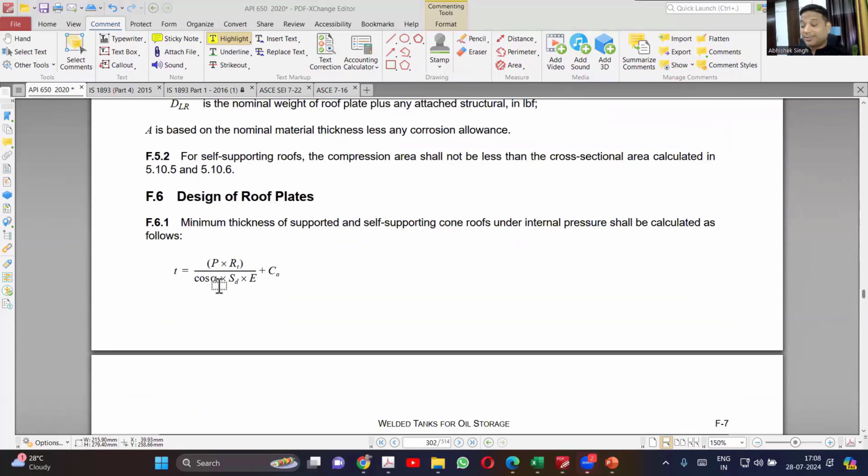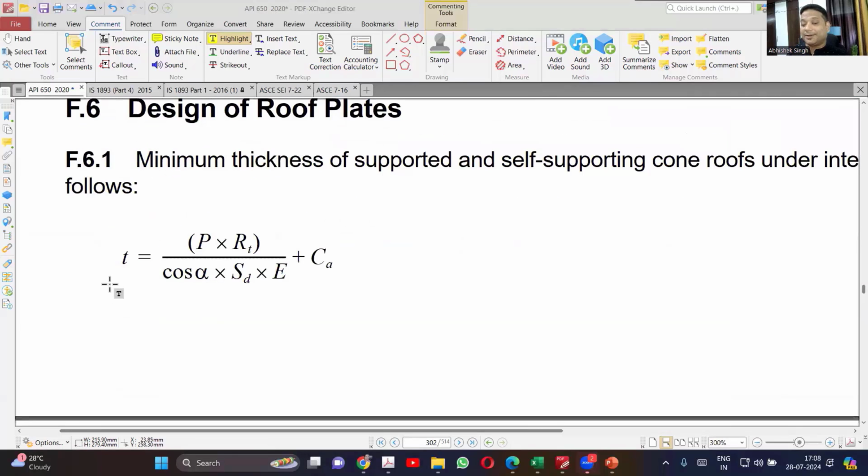Roof plate design, now it's a cone. Okay. Cone is getting designed for an internal pressure. So you can see that this equation is nothing but calculation of the thickness. Okay. PD or PR divided by 2T. PR divided by T. Okay. Because it's PD by 2T. So PR divided by T. So using that for calculating the thickness of the roof. Okay. Divided by cos alpha because it's a cone.